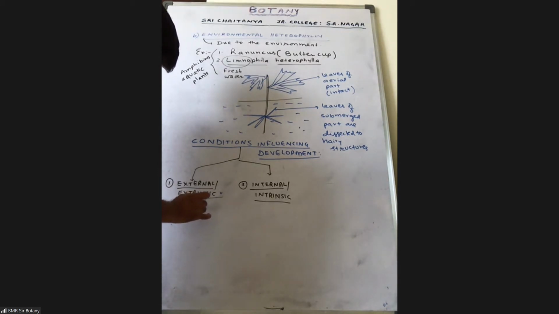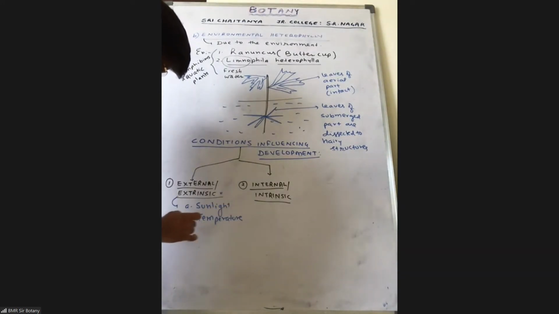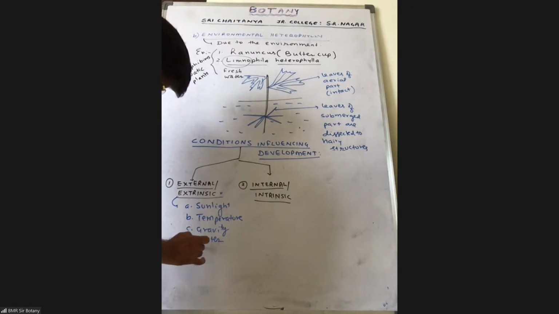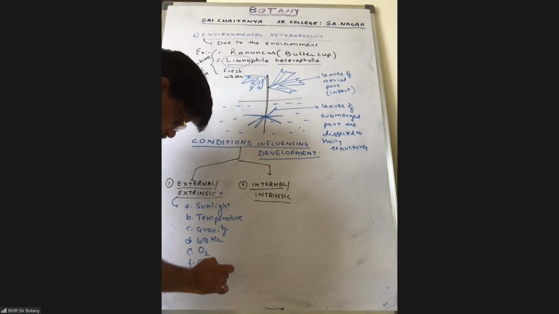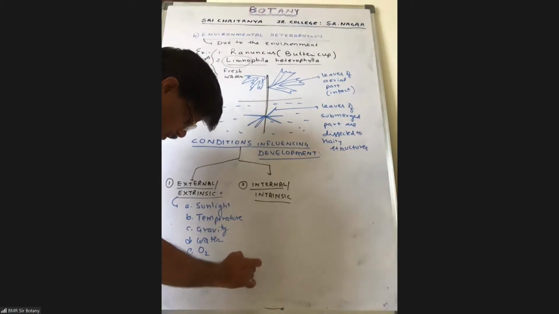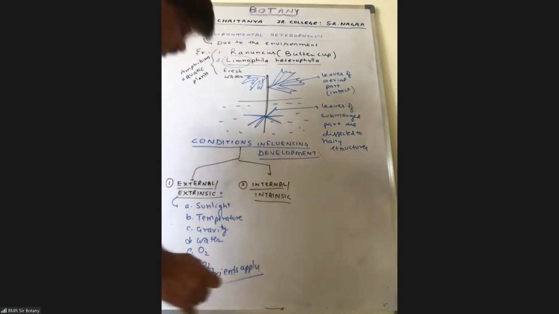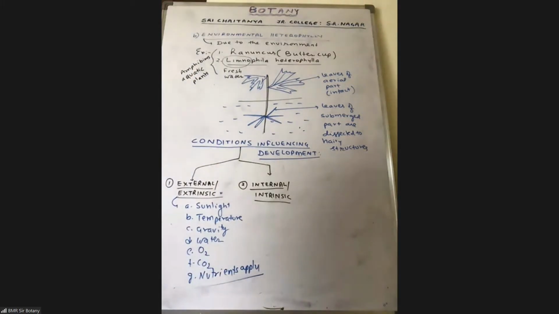Include sunlight, temperature, air, gravity, humidity, water, even oxygen, carbon dioxide. Nutrients are given under external here, so you also take it as nutrient supply as external or extrinsic.